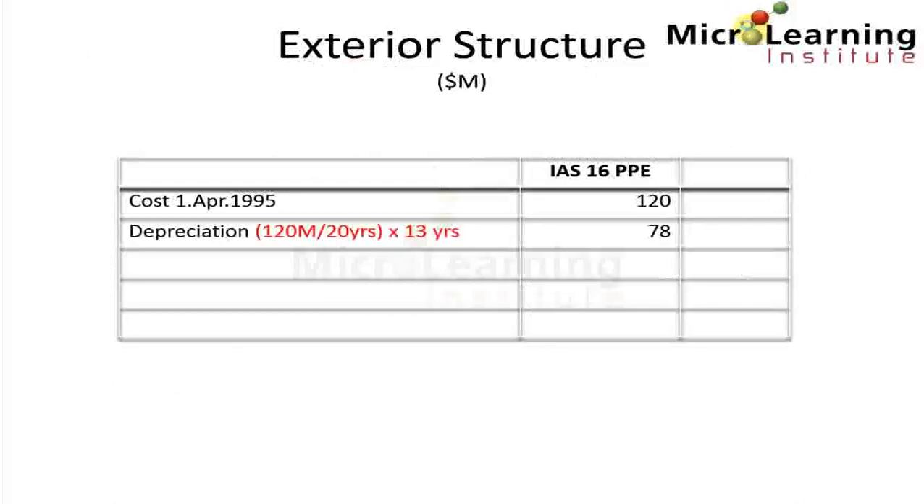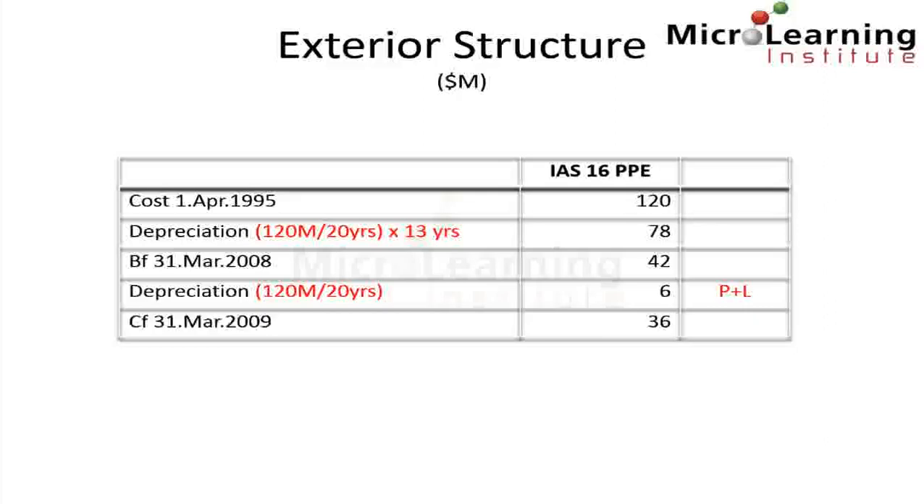We calculate the depreciation for the 13-year period to the opening balance sheet at $78 million, giving us an opening balance on the 31st of March 2008 in relation to the exterior structure of $42 million. The depreciation charge for year ended the 31st of March 2009 is calculated at $6 million. This depreciation is recognised as an expense to the P&L, leaving a carrying amount on the 31st of March 2009 of $36 million on the statement of financial position of this company.